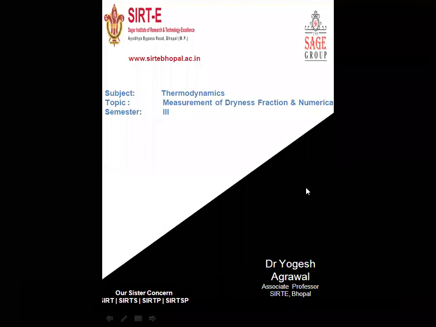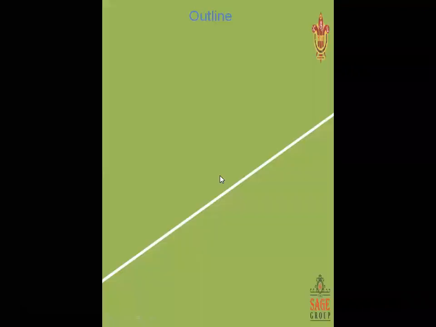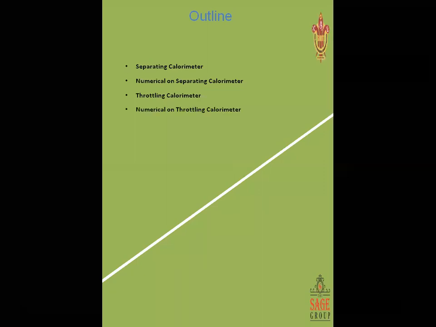Today I will discuss the measurement of dryness fraction and the numericals on it. This is part of unit 3, and the subject is thermodynamics. This is the outline of today's lecture: separating calorimeter, numerical on the separating calorimeter, throttling calorimeter, numerical on the throttling calorimeter, combined separating and throttling calorimeter, and the numerical on the combined separating and throttling calorimeter.